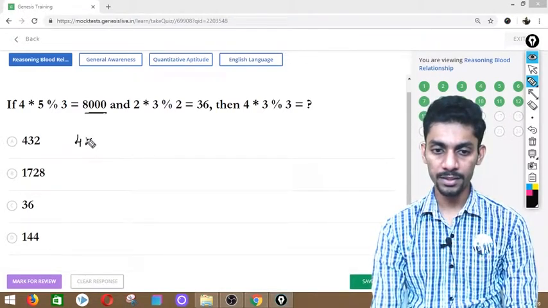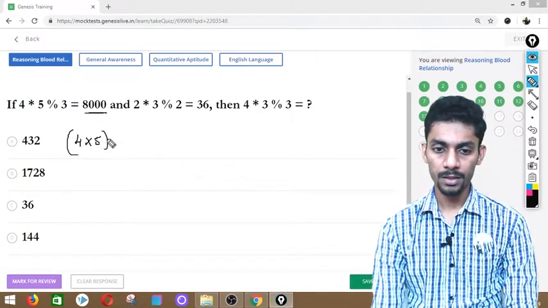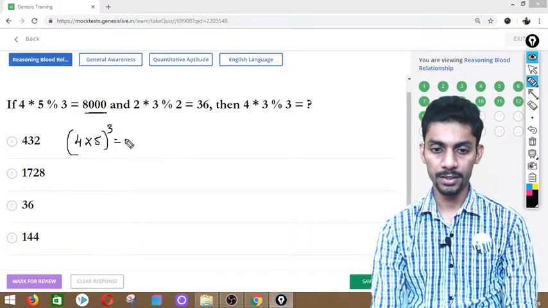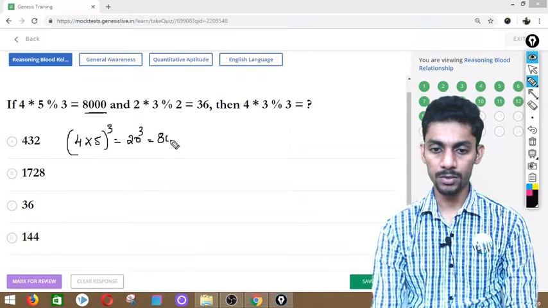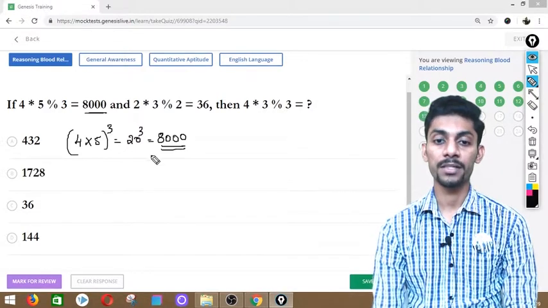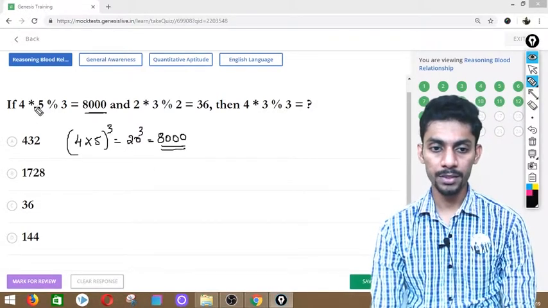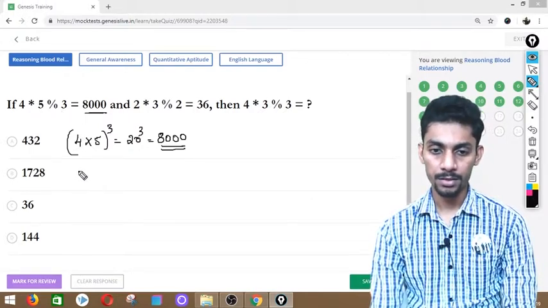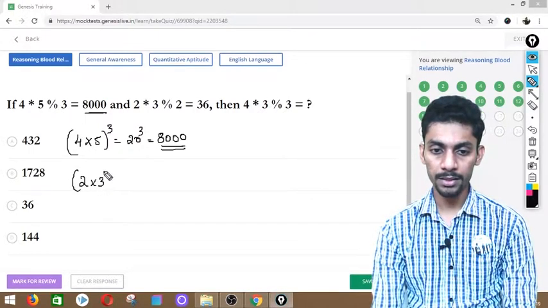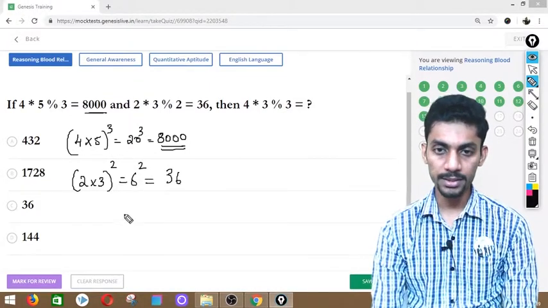So what they have done is this becomes cube. Okay, so that is 20 cube. 20 cube is nothing but 8000. We'll check whether it is correct with the other one. What has happened? This star is multiplication, this percentage has become power. So second one, 2 into 3 power 2. So 6 square is 36. So our method is correct.